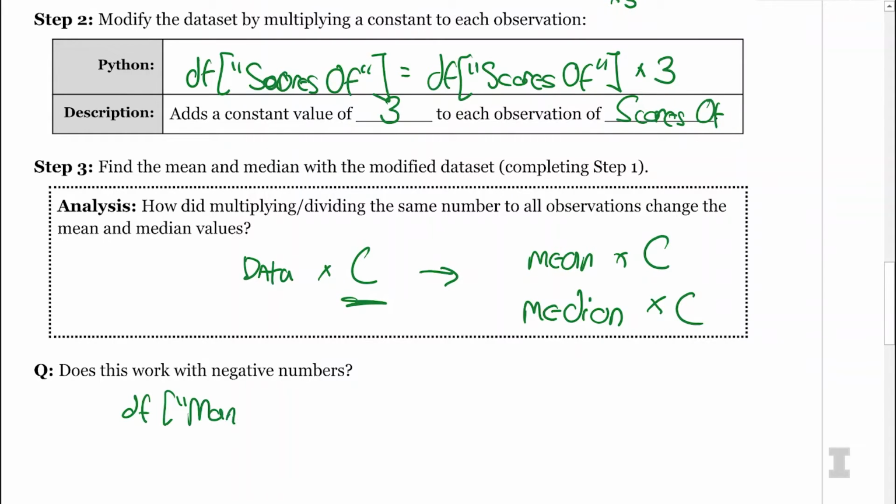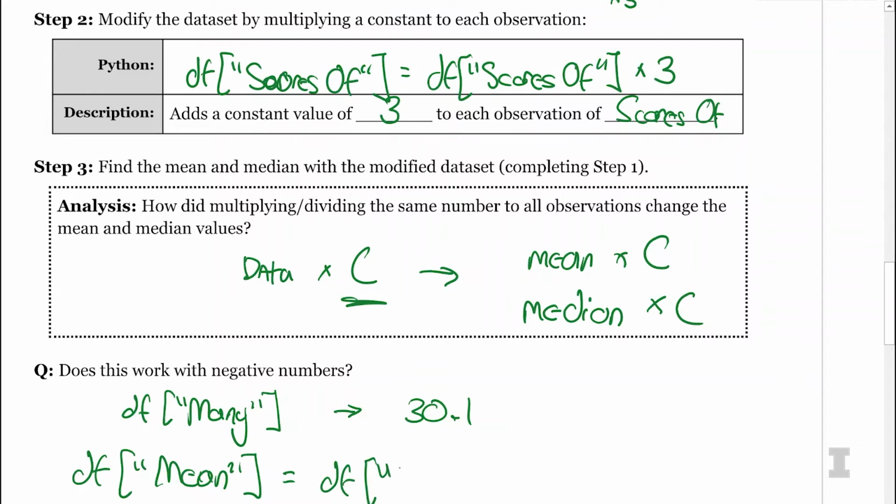Let's look at the variable mini. We might as well test it out. Can you give me the mean of mini? Sure. The mean is 30.1. And then let's do df of mini equals df of mini times, actually my favorite number is -3. So we used just 3 last time because I didn't want to throw negative numbers in here. And let's see if we multiply it by -3.